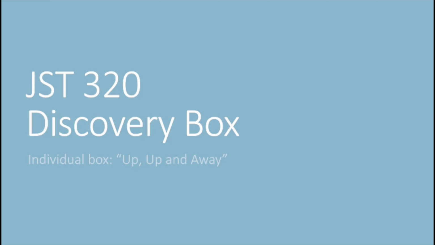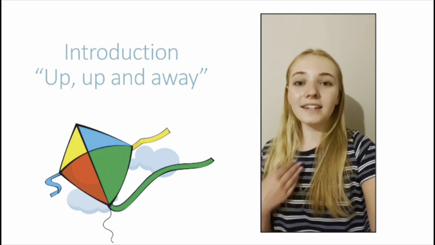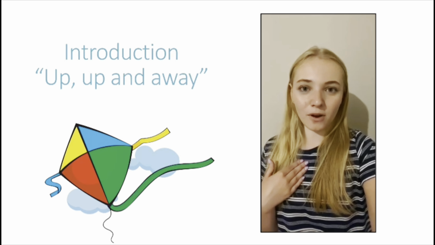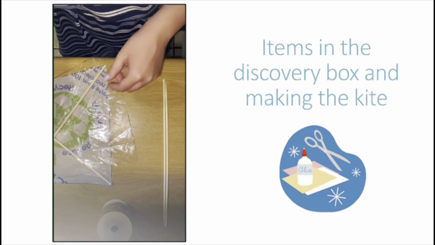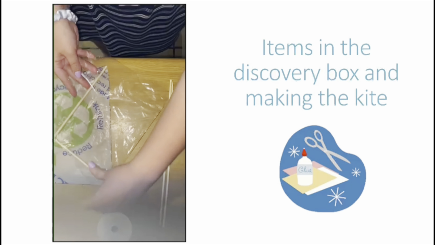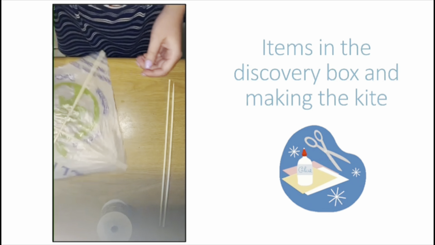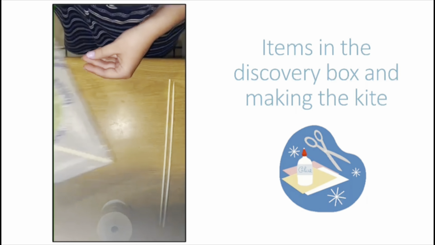Hi, my name is Megan Muscat, and our group theme for the Discovery Box is wind. My individual Discovery Box is called Up, Up and Away, and I will be making a kite. For Up, Up and Away, you will need plastic, either cut up into a diamond shape, like this, which will eventually look like this, 2 skewers, and some rope. However, you can also just use a normal plastic bag altogether that's open like this.